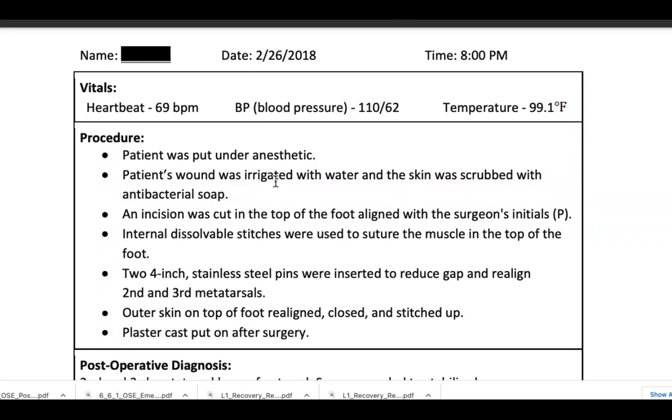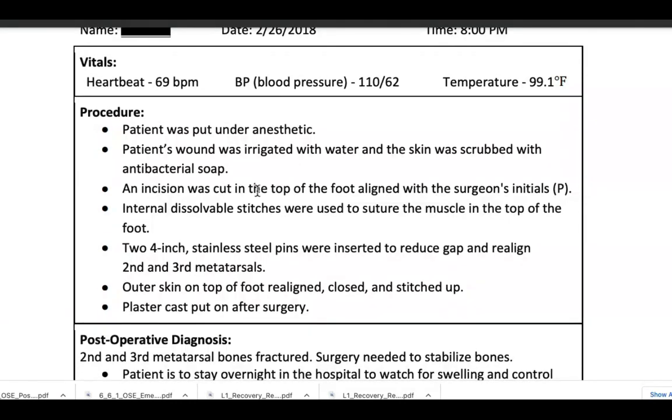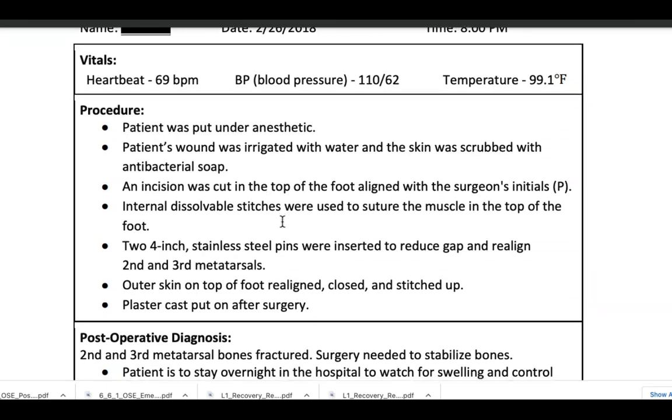The patient's wound was irrigated with water. They kind of flushed it out, make sure there was no dirt or anything else that wasn't supposed to be in the body in there. They scrubbed the skin with antibacterial soap, kill any germs. They made a cut at the top of his foot so they could get in there and look at the bones and stuff. They used dissolvable stitches to attach the muscle back together after they cut through it to do all the fixing, so they wouldn't have to go back in and take those stitches out.